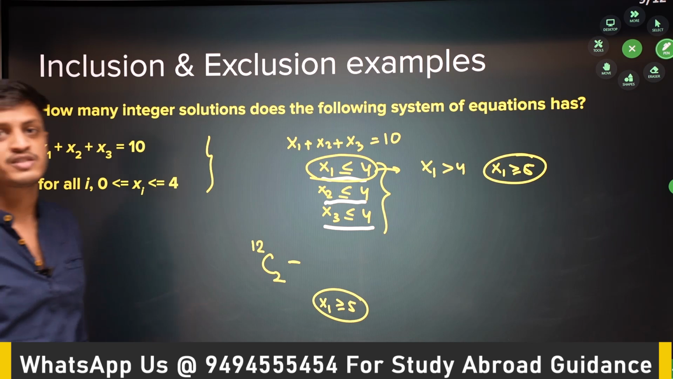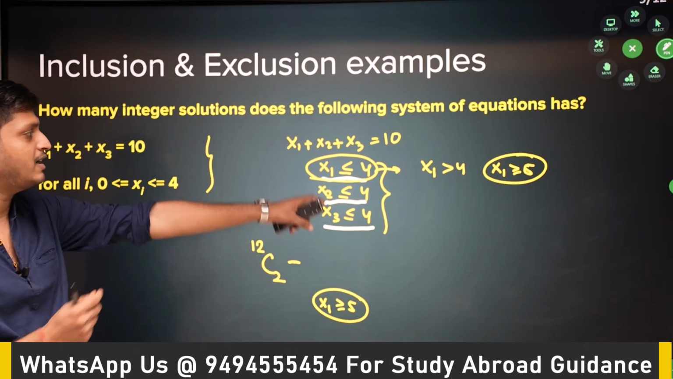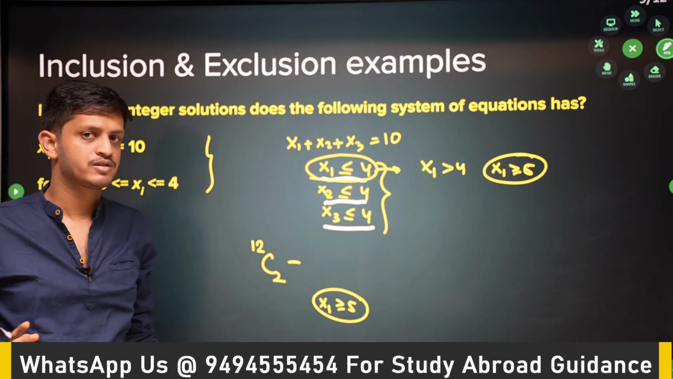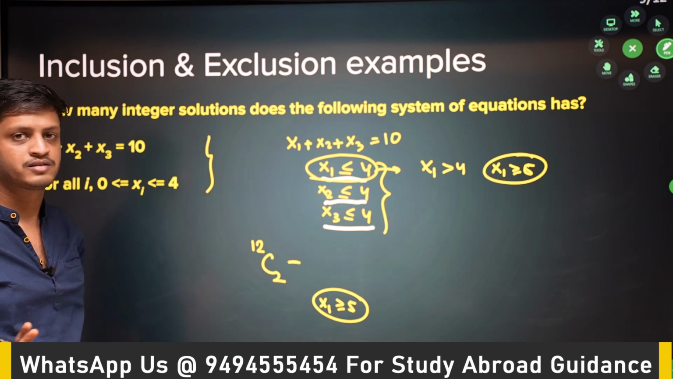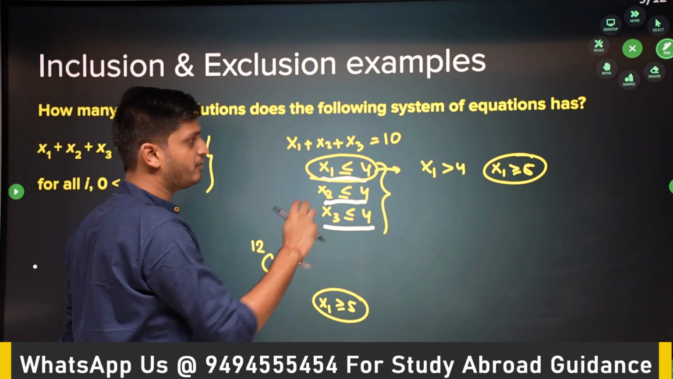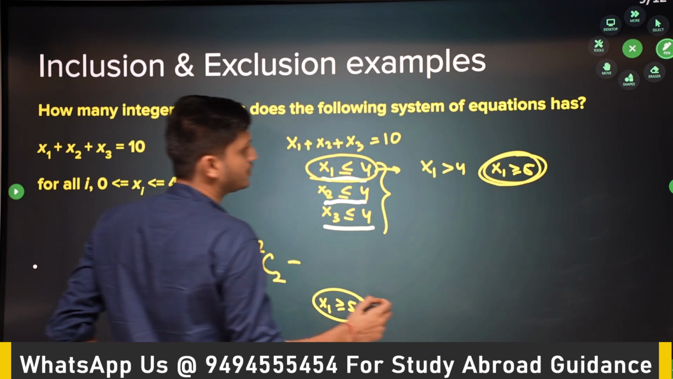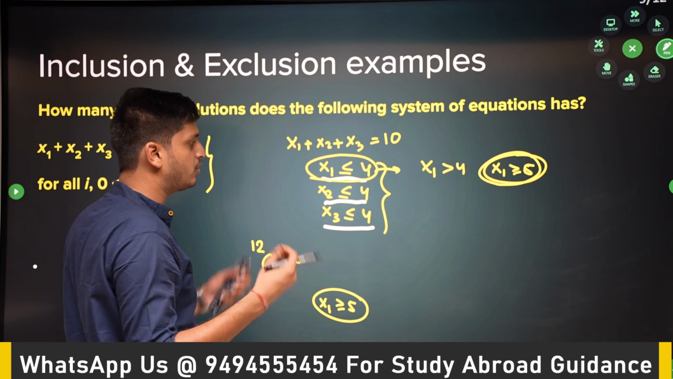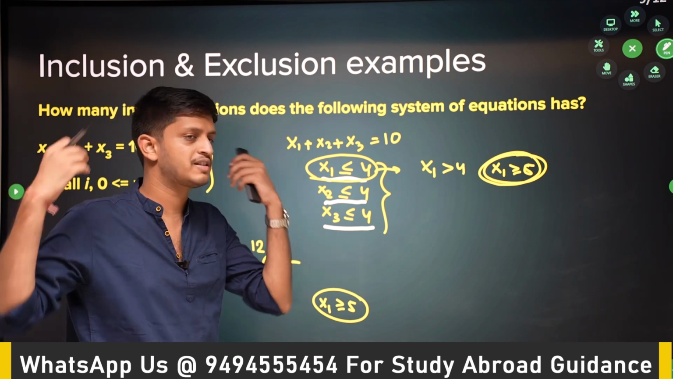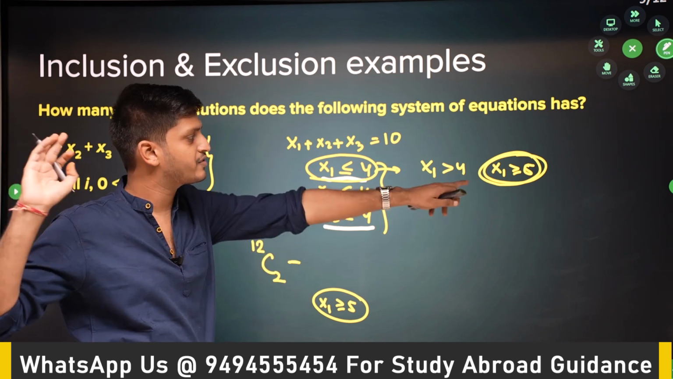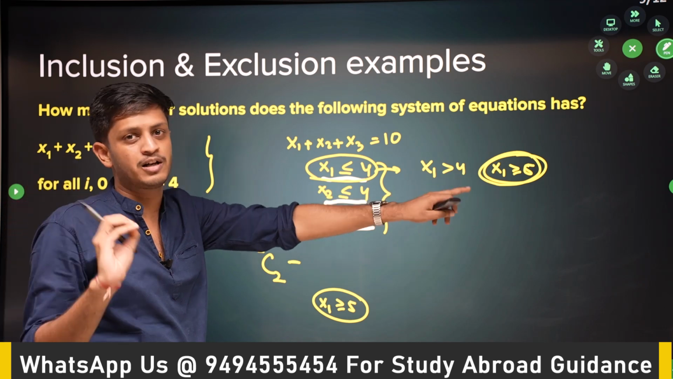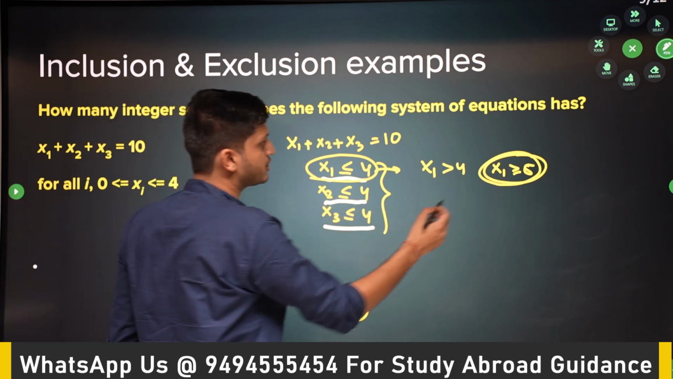I will subtract all the ways in which x1 is greater than or equal to 5. It means that x1 is not following its bounds. If x1 is greater than or equal to 5, we don't want such solutions. And this problem is easier to solve. I don't care about x2, x3 right now. x2, x3 can be anything. Only x1 is not following its bounds. I only care about x1. So how many such values are there?